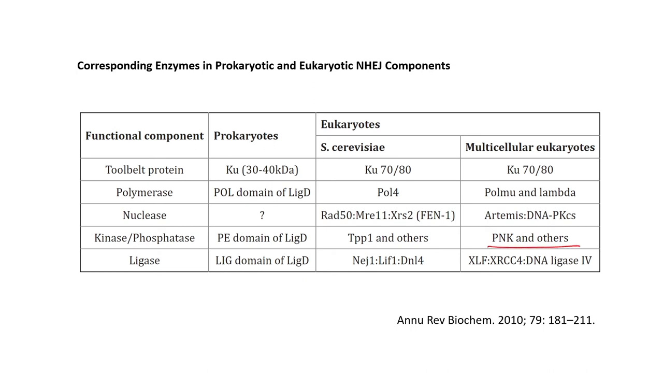The ligase activity in prokaryotes again lies in the LIG domain of LigD. In eukaryotes like Saccharomyces, it lies in Nej1, Lif1 and Dnl4, while in multicellular organisms, it lies in XLF, XRCC4, DNA ligase 4. So, from this comparison, we can see the diversity of the protein molecules and players which are involved in prokaryotes and also within eukaryotes. Lower eukaryotes and higher eukaryotes have different proteins which carry out certain defined functions in the NHEJ pathway.